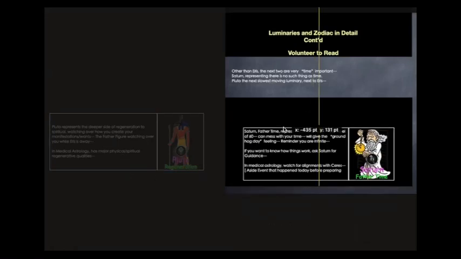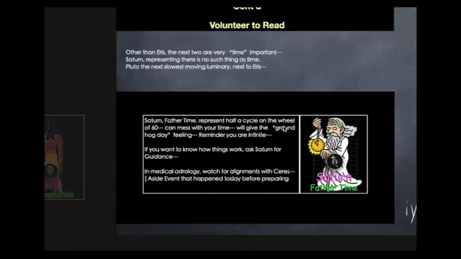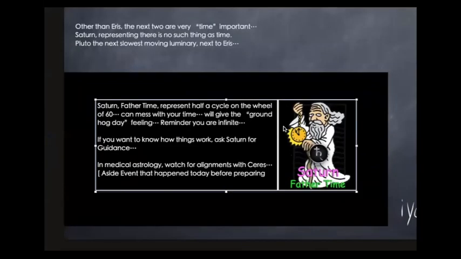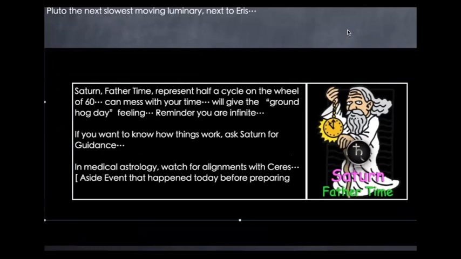Oh, I need another volunteer. Who wants to volunteer for this one? We're going to talk Saturn. Marion. Saturn, Father Time, represents half a circle on the wheel of 60, can mess with your time, will give the Groundhog Day feeling, reminder you are infinite. If you want to know how things work, ask Saturn for guidance. In medical astrology, watch for alignments with Ceres, a side event that happened today before preparing.